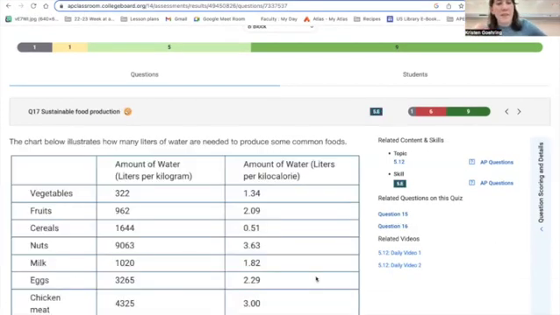So we're looking at a chart here about how many liters of water are needed to produce foods. We have it in amount of water liters per kilogram of food, and then we have the amount of water liters per kilocalorie. So this is what is the mass of the thing, but you don't necessarily have the same caloric density in the mass as you do between foods. So we can normalize that by looking at the liters of water per kilocalorie. What's the bang for your buck in terms of how much water are you using, and what's the nutritional value of the caloric content of the food that you're making?